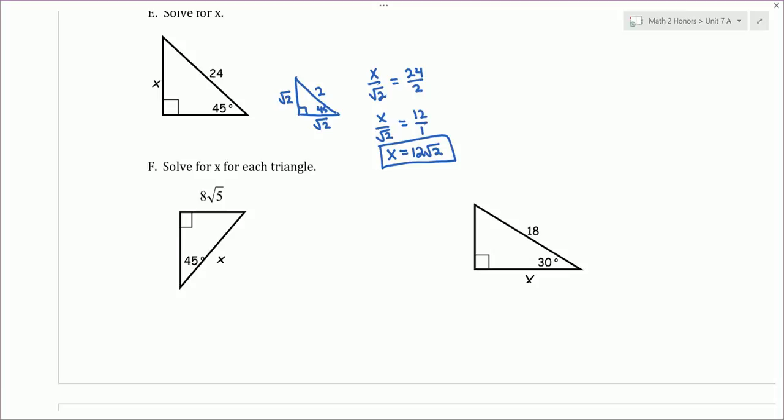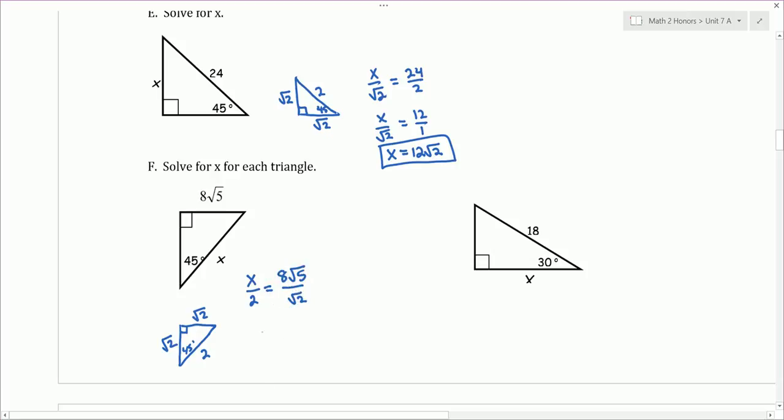Part F, on the left-hand side, I'm going to draw another 45, 45, 90, where this side's 2, this side's square root of 2, this side's square root of 2, and set up a proportion. X over 2 is equal to 8 square root 5 over square root 2.